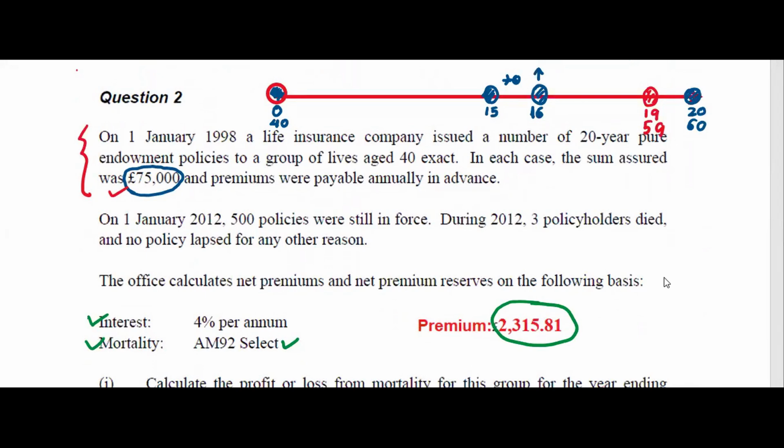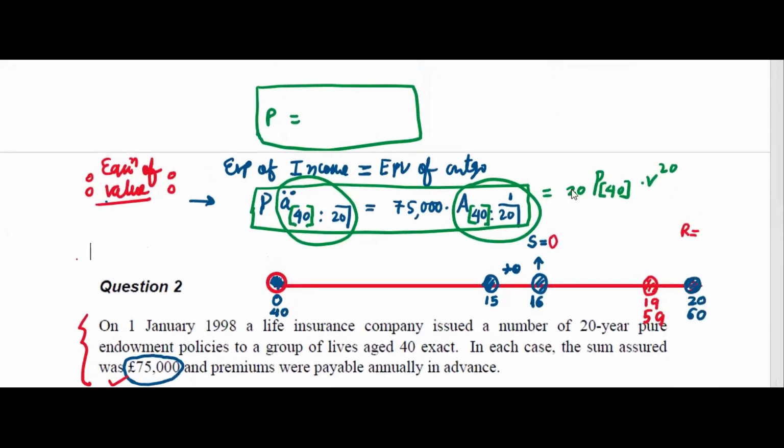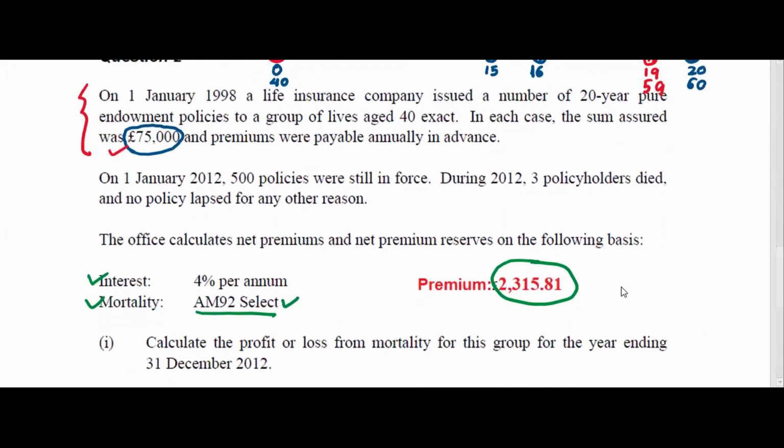The only difference is we have used select mortality. That's all. So you have to write a bracket. If you have any problem understanding brackets, go through the previous videos and get the clarification. So you will get this premium, 2315.81. Now you have to find the mortality profit or loss for the year ending 31st December 2012. So now you are interested only in 1 year. See, for the year ending 31st December 2012, that is which year?